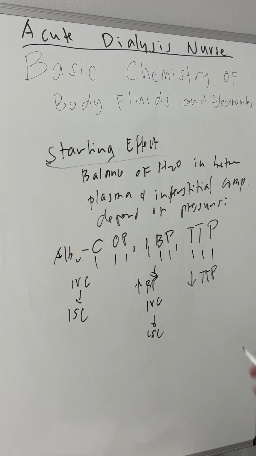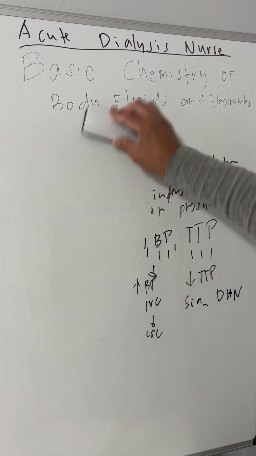Tissue turgor pressure. So if you have low tissue turgor pressure, this is a sign of dehydration. So your cells are losing their elasticity to hold the water. So these are signs of dehydration. Okay, we're done with Starling effect.